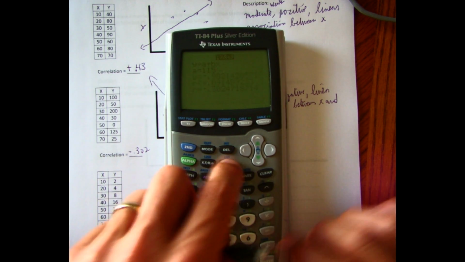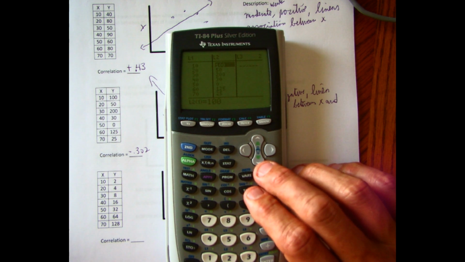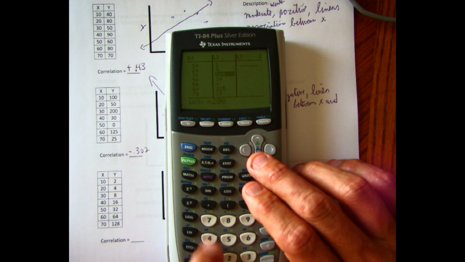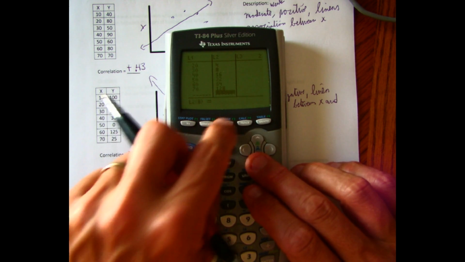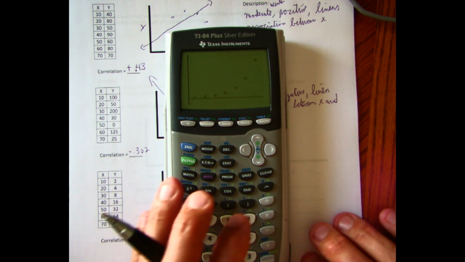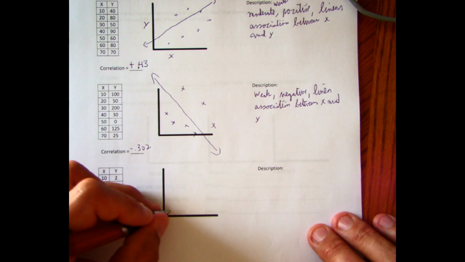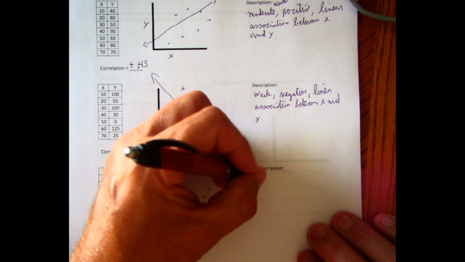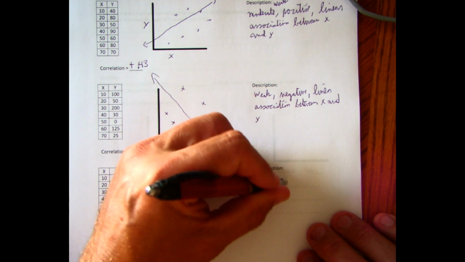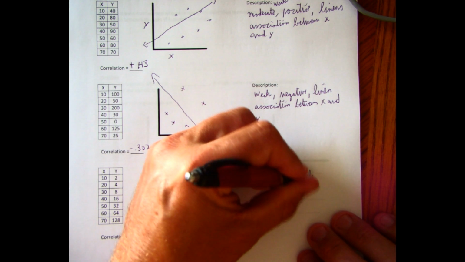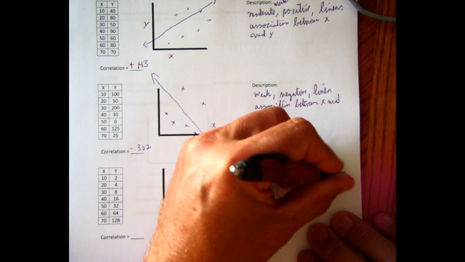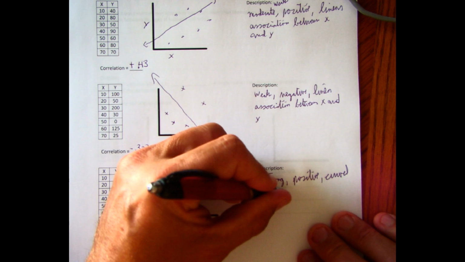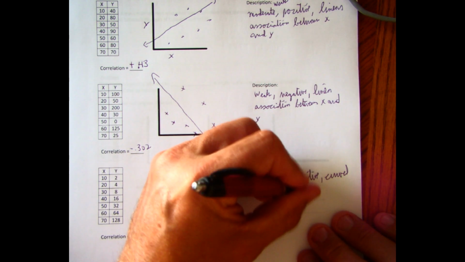Alright, let's do this one here. So we got 10 through 70, 2, 4, 8, 16, 32, 64, 128. Now I'm just going to push zoom stat and look at that. Okay, so let's describe this. This is a strong, positive, curved association between x and y.